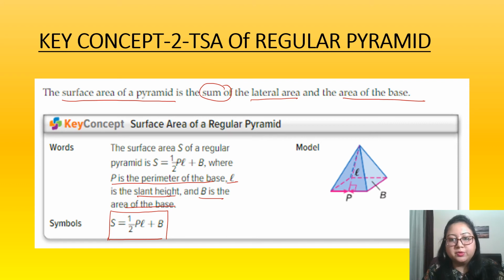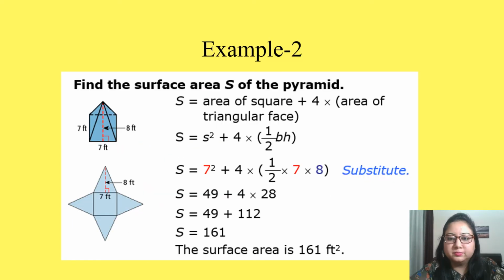Let's apply this formula now in solving some questions which we are going to be checking in the slides to come. So this is the first example of total surface area that I'm going to be considering, which is your example 2. Find the surface area S of the pyramid. First, I want you to observe what is the shape of this pyramid.